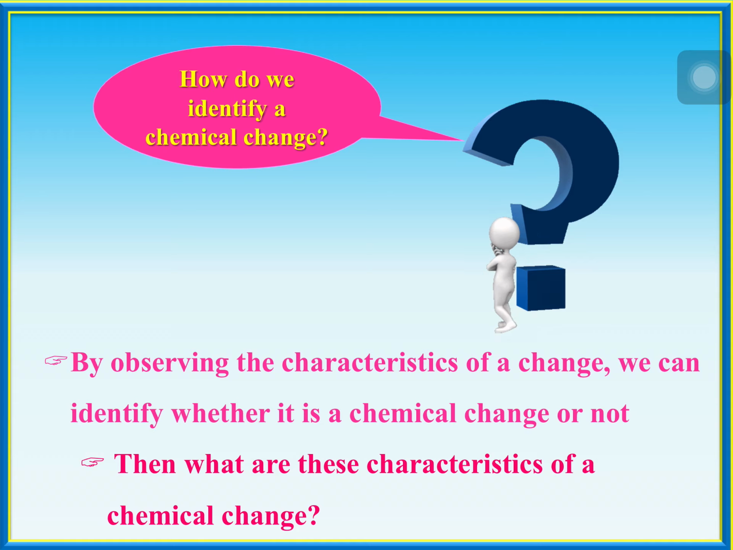A chemical change can be observed by looking at its characteristics. A chemical change is always going to have certain characteristics. By looking at those characteristics, we can say a chemical change is taking place. What are those characteristics? Let's move on to know them so that we can tell whether it is a chemical change or not.